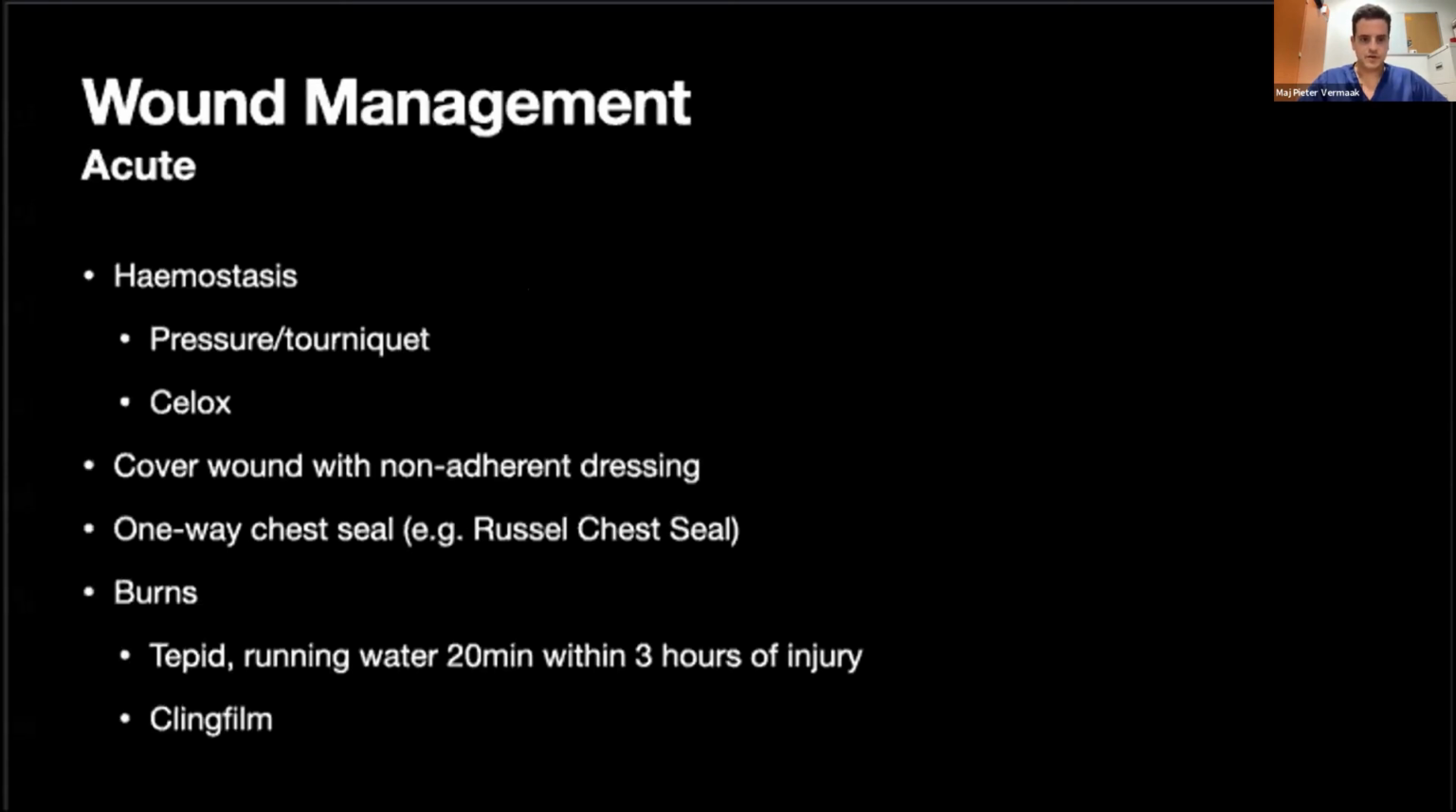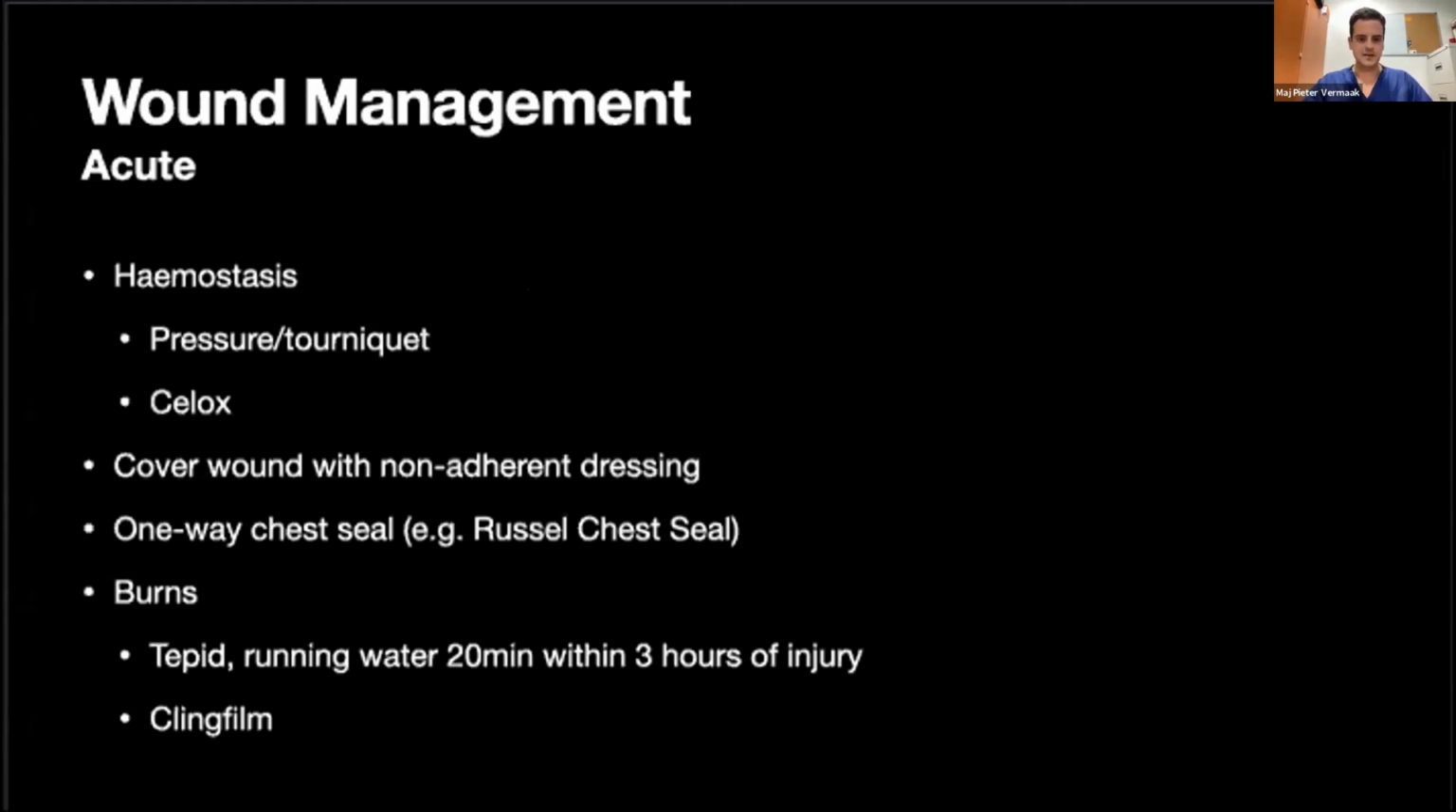So then moving on to management. So this really depends on what kind of a wound you get. I know a lot of you guys are pre-hospital, so it's going to be quite simple for you. It's going to be hemostasis, stop that, and that's going to be direct pressure, or apply a tourniquet, or Celox if you have it. I don't know if you guys have that, but we've certainly seen it here.